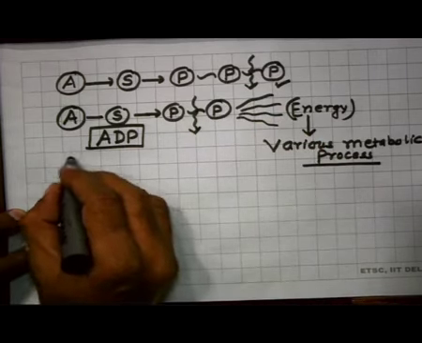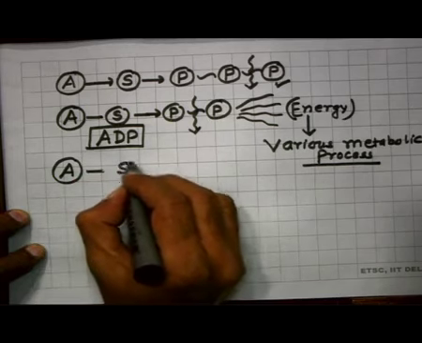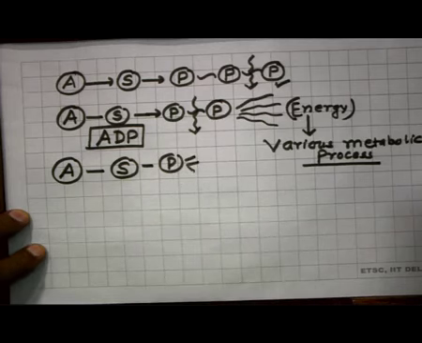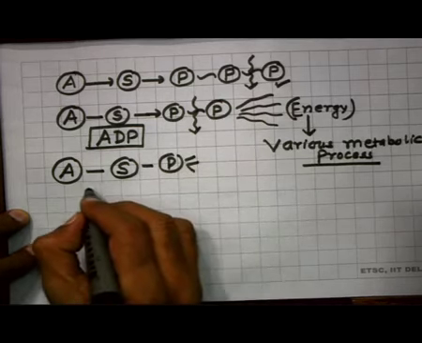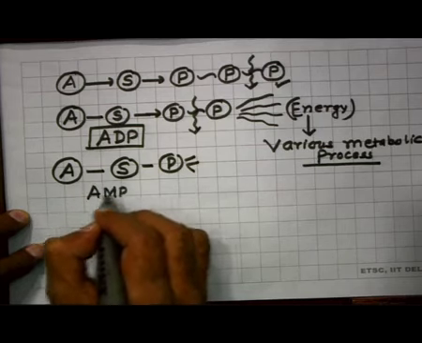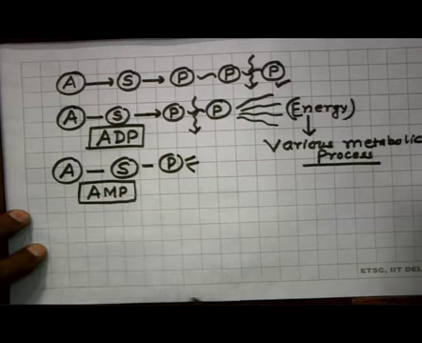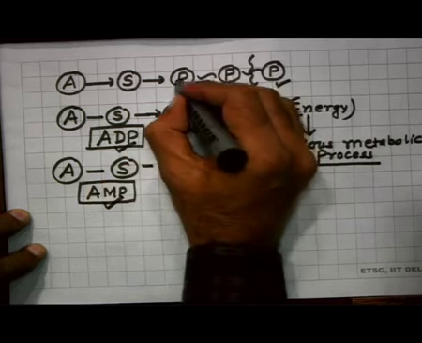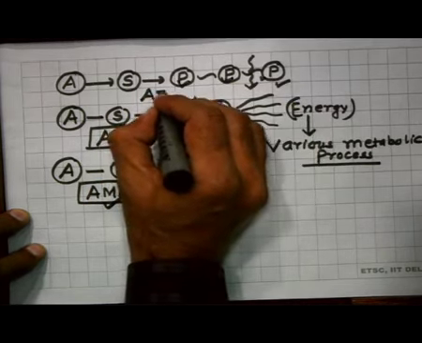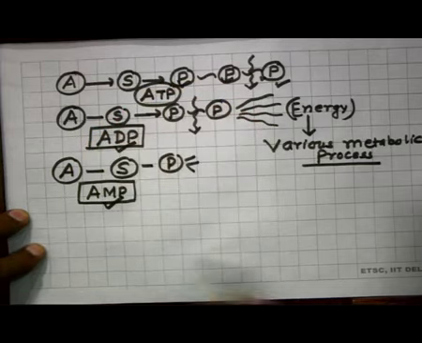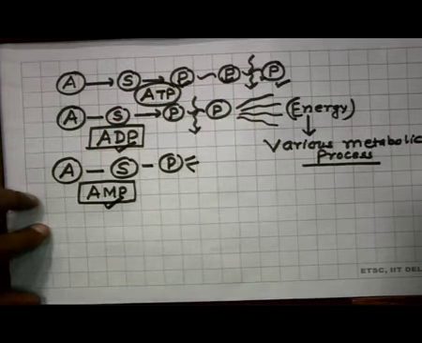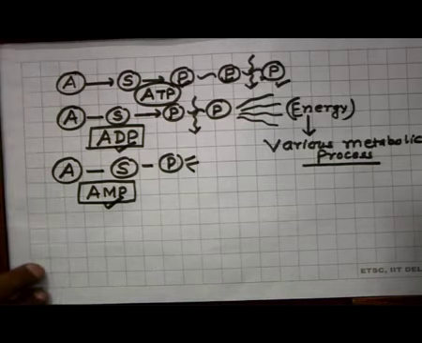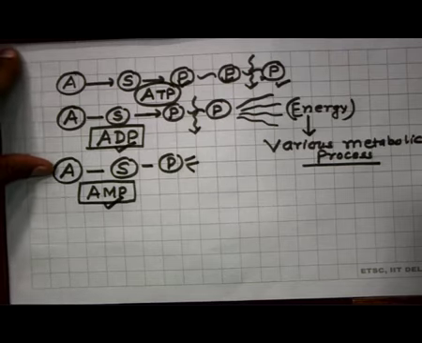Then now the structure will be adenine, sugar and phosphate, and it releases energy. Now, it is called AMP, because one phosphate is there, that is called monophosphate, 2 phosphates is diphosphate, and 3 phosphates is called ATP. So, this is the basic concept of ATP, ADP and AMP. We can relate all three.